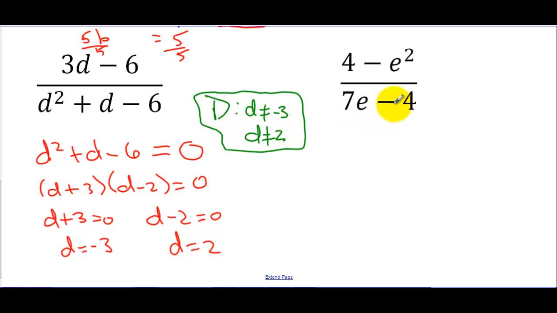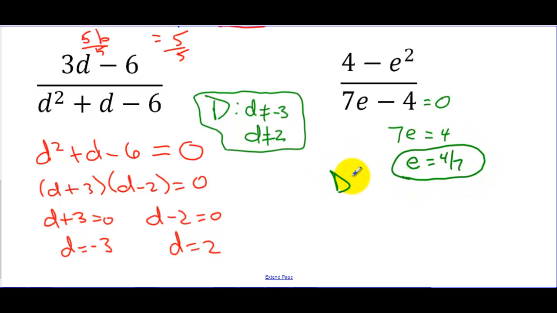For any of the other problems like this, I'm really just saying, let's find out what makes this 0. Well, that means 7e has to be equal to 4. e has to be equal to 4/7, the fraction. I'm saying that's the bad number. My domain is everything except when e cannot be equal to 4/7. So that's the idea of the domain, that anything you want, plug in for that variable except what makes the denominator 0. We're going to try to find out what makes the denominator 0, and say do not allow those values into the domain.